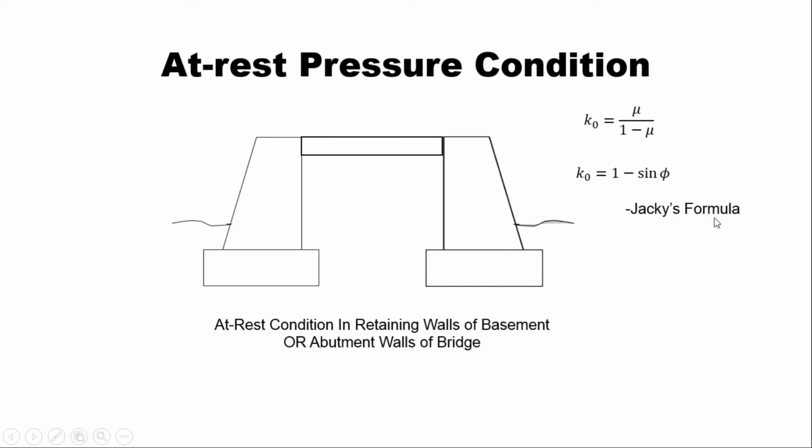Similarly, by Jaky's formula also we can find it out in case of cohesionless soil. If we know the angle of internal friction of the soil phi, then 1 - sin phi is equal to K0, which is the coefficient of lateral earth pressure in at rest condition.